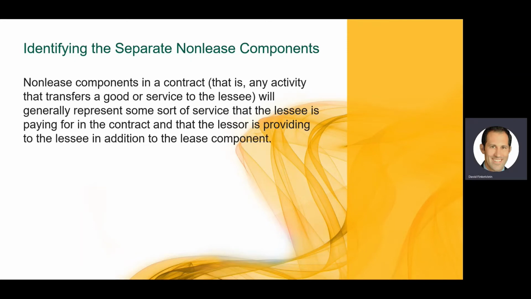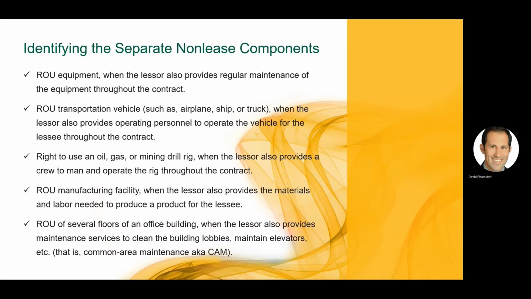For identifying the separate non-lease components, non-lease components in the contract will generally represent some sort of service that the lessee is paying for in the contract and the lessor is providing to the lessee in addition to the lease component. So, for example, if you have a right-of-use equipment and the lessor also provides regular maintenance of the equipment throughout the contract, that's an item.